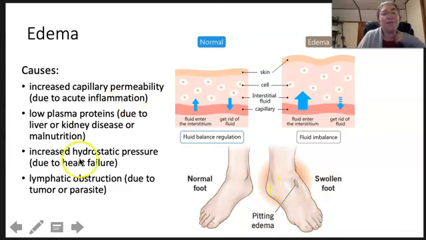If it's due to inflammation, it's oftentimes not pitting edema. So if you have a sprained ankle, for example, it'll be red and hot and swollen. That's edema, but it won't be pitting edema. Literally what pitting edema is, if you poke it with your finger and then you remove your finger, there's still a little indentation where your finger was, and it slowly fills back up. So inflammatory edema is not usually pitting edema, but some of these other types are.